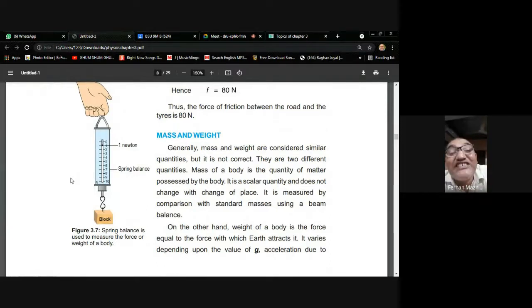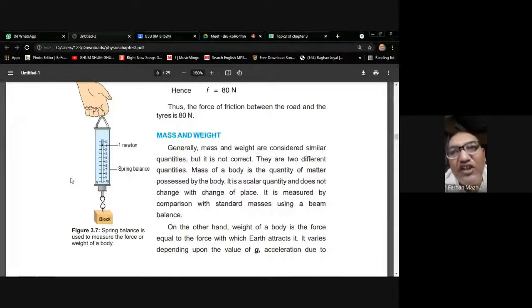Have you ever seen this Newton meter? No, sir. So for example, when you bought a bakra and you want to measure the weight of the bakra, they use this. So this is called a Newton meter.